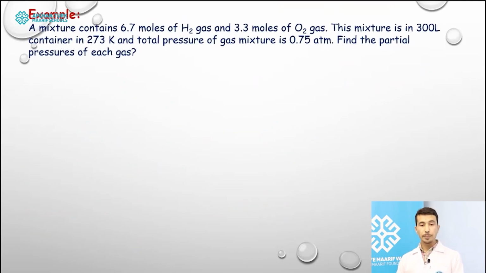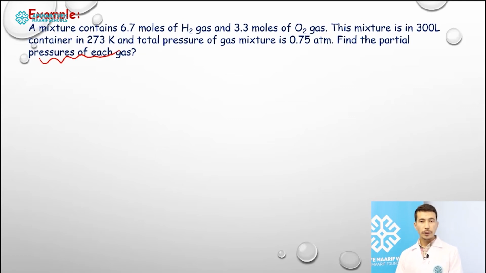Okay, let's work on an example. The example is: a mixture contains 6.7 moles of hydrogen gas and 3.3 moles of oxygen gas. This mixture is in a 300 liter container, and the temperature is 273 Kelvin. We are going to find the partial pressure of each gas.